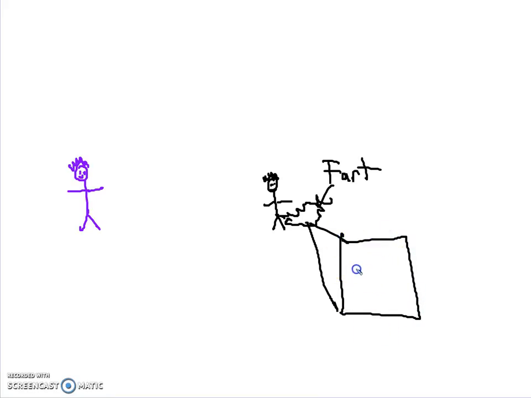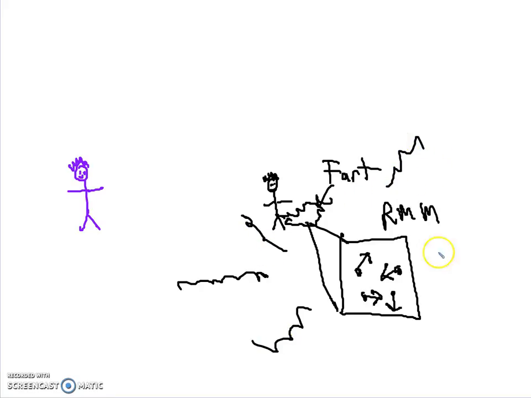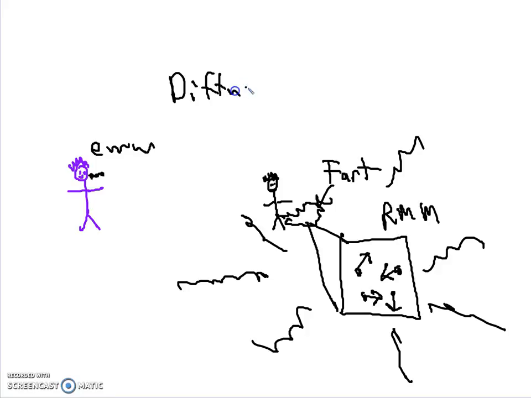Okay, now these fart molecules, because they're gases, are under random molecular motion. And so because they're going randomly, eventually they're going to spread out. So they're going to spread out this way, and this way, and this way. And they lower in concentration as they spread out. But still, eventually, some of these fart particles are going to reach your nose, right? And then you're like, ew. And this process is called diffusion.